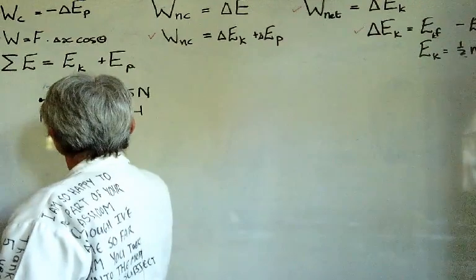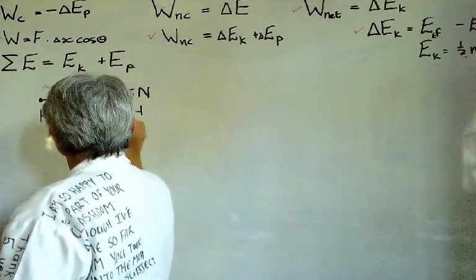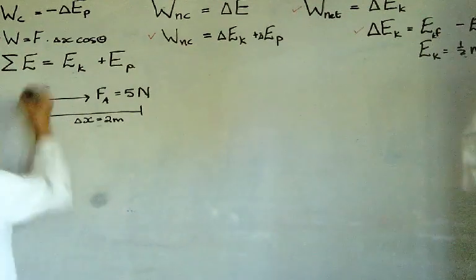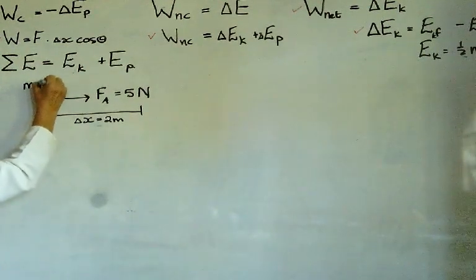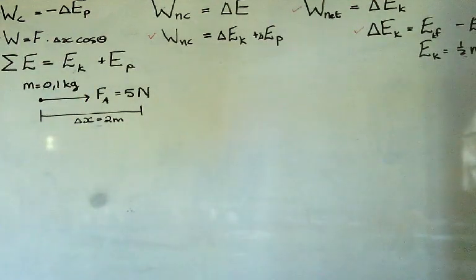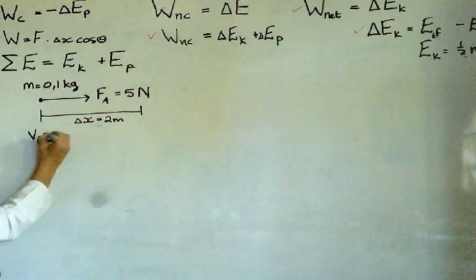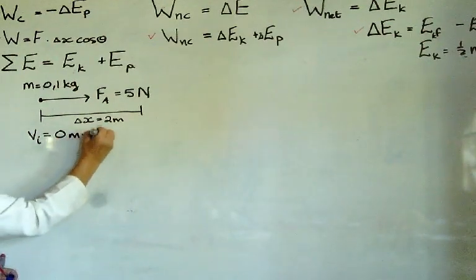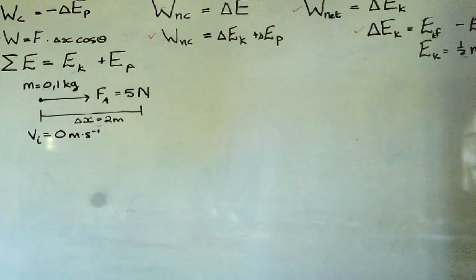The toy mass is 100 grams, so 0.1 kg. Initially at rest. So the initial velocity is 0 meters per second. So this tells me that there's going to be a change in kinetic energy. That's what this is telling me. Except that no work is done against friction. Calculate work done on the toy car.